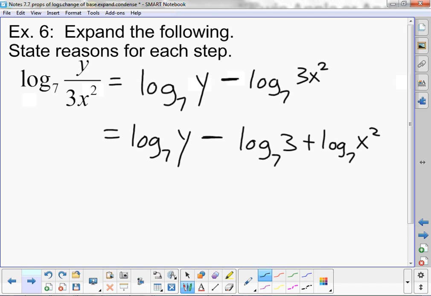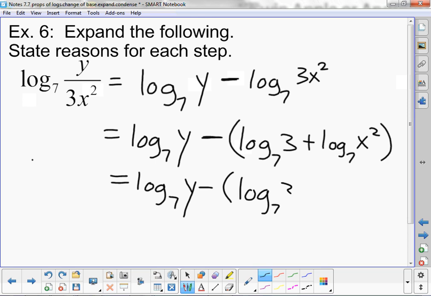This could be misinterpreted, because if you write this back, some people might see this as y over 3 times x squared, which is not true because x squared should be on the bottom. So you've got to throw some parentheses in here because this entire thing is on the bottom. That entire thing has to come first, okay? Order of operations. So we're going to do log base 7 of y minus log base 7 of 3 plus, bring down the 2 using the power property, log base 7 of x. And that should be your answer.